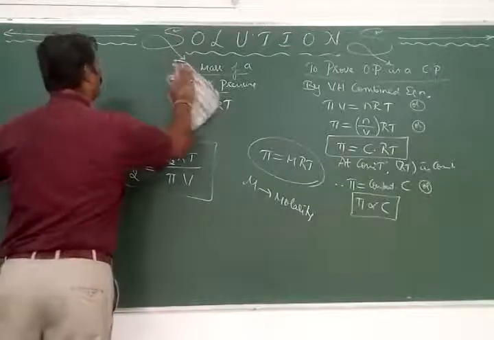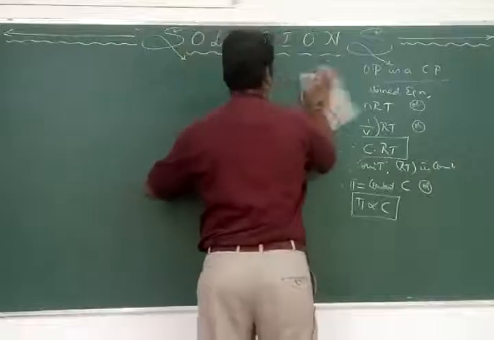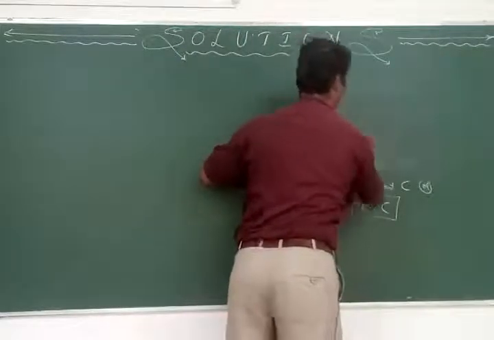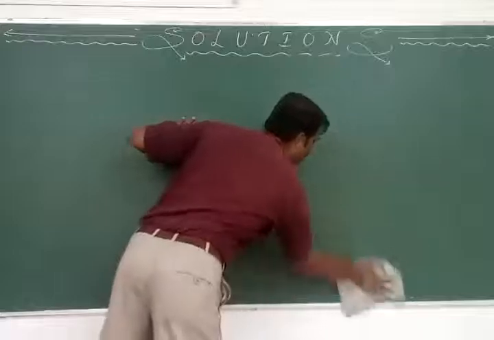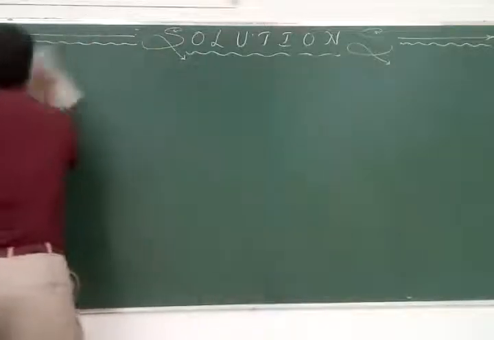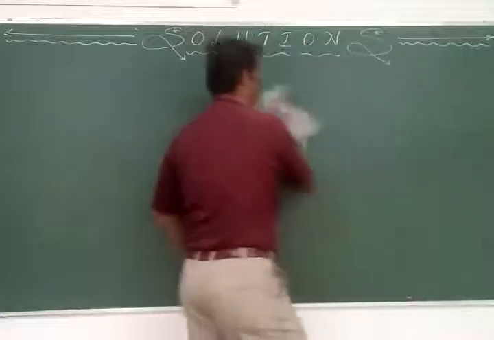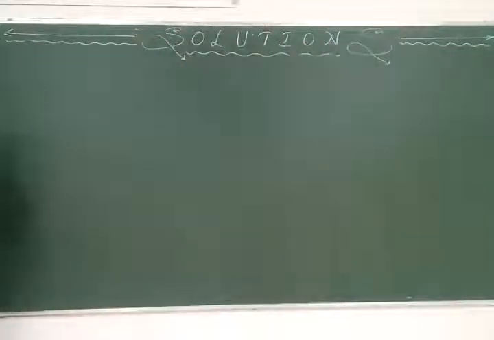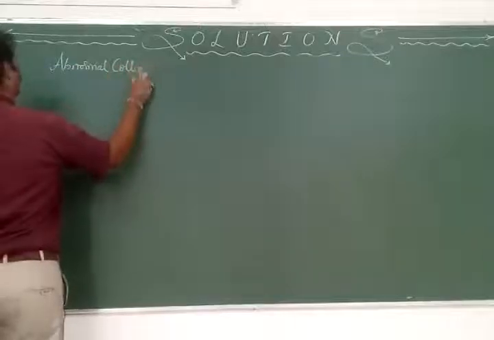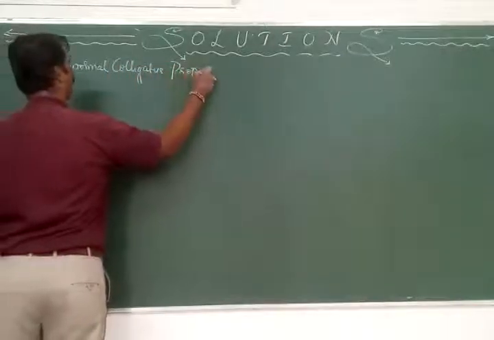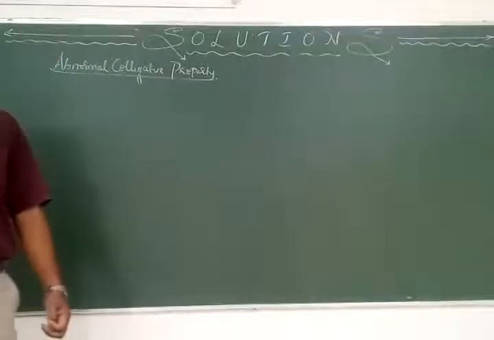Now, next is what is abnormal colligative property and abnormal molecular mass, and what is Van 't Hoff factor. Let's have first abnormal colligative property. After that we are having the abnormal molecular mass. Okay. So then what is that abnormal colligative property here?